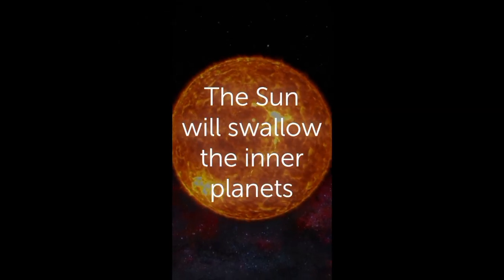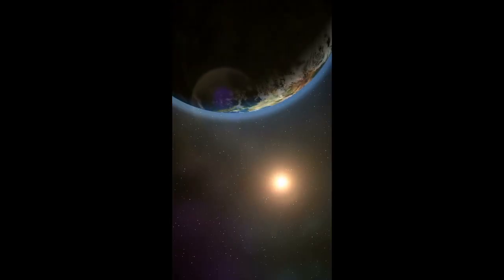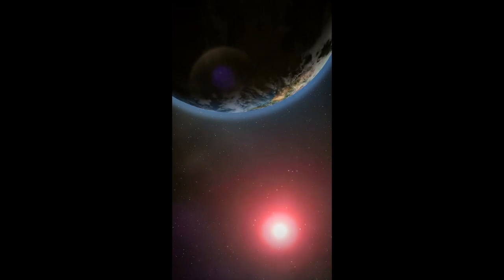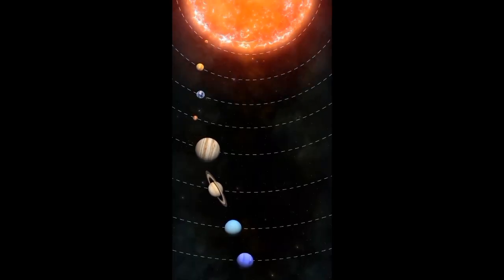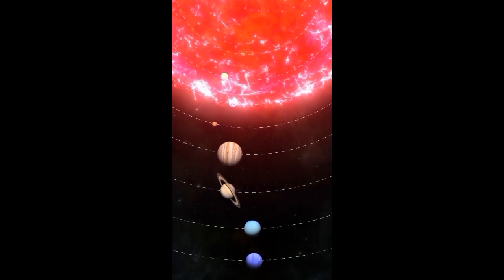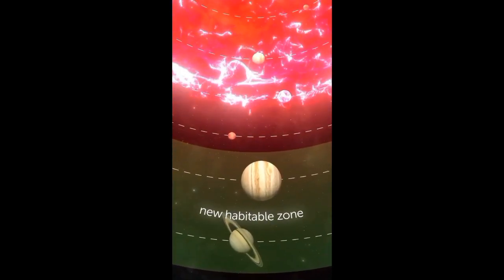Now let's understand the sun's future. In about 5 billion years, the sun will exhaust its hydrogen fuel. It will then expand into a red giant, engulfing the inner planets, including possibly Earth. In the red giant phase, the sun will start fusing helium into heavier elements like carbon and oxygen. This phase will last for a few 100 million years.